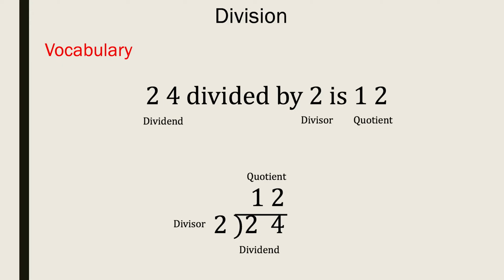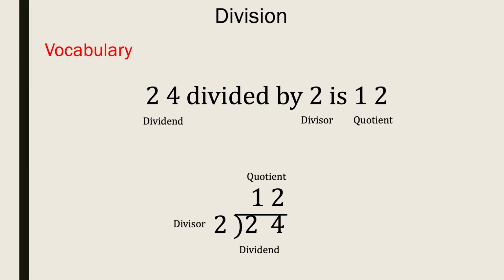Now, if you look at the bottom of the screen, you already have the symbol written out for you and the numbers in the correct spot. Quotient goes on top, which is 12. Your dividend goes underneath the bar, which is 24. And your divisor goes on the left, which is 2.